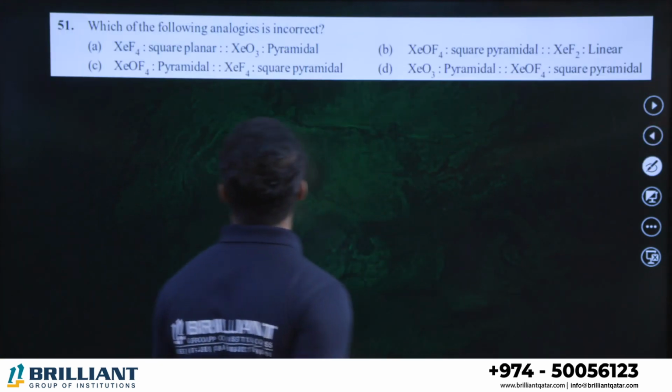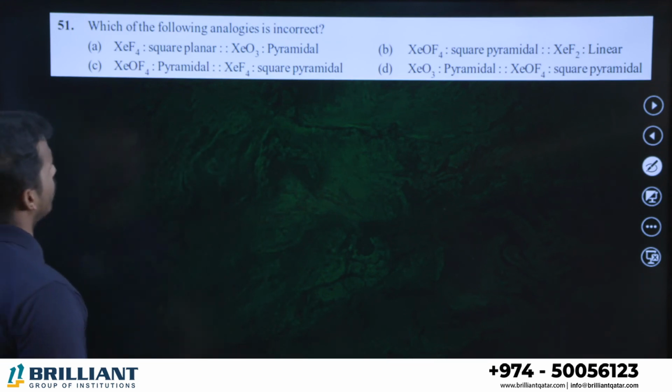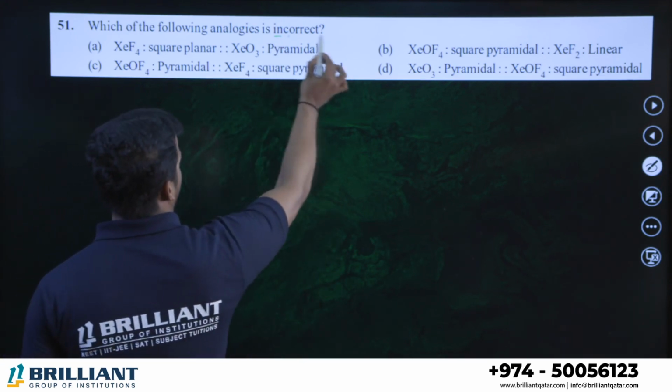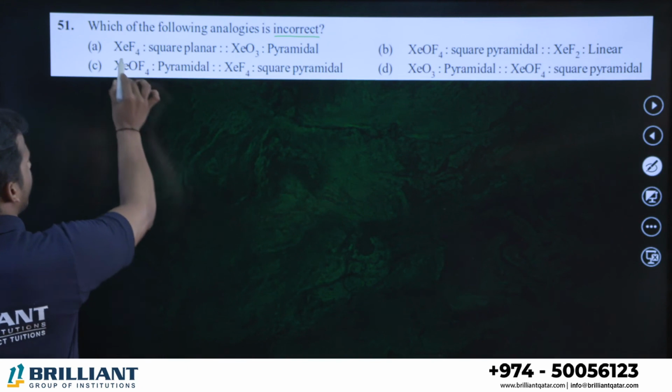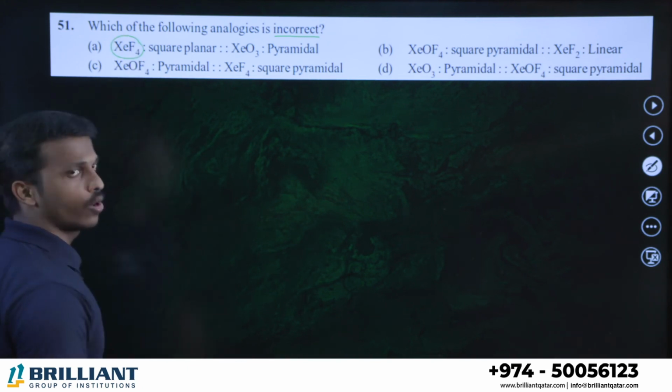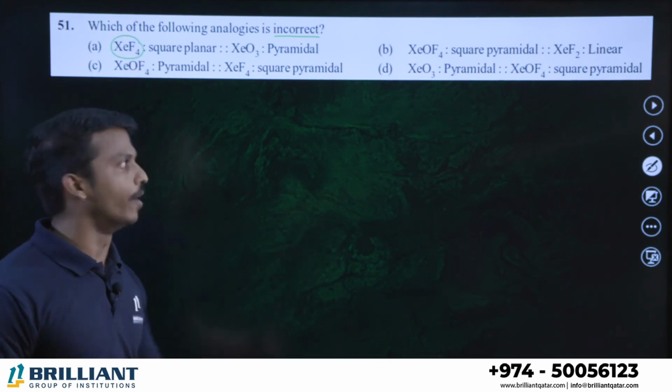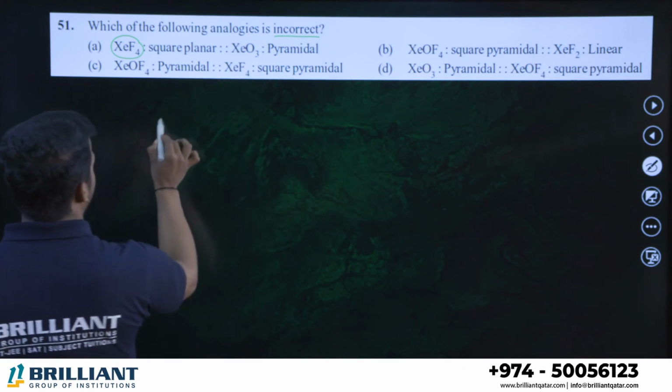Next one. Which of the following analogies is incorrect? Incorrect. Okay, incorrect. Dear student, what is the shape of XeF4? Square planar. Correct one. What is the shape of XeF4?